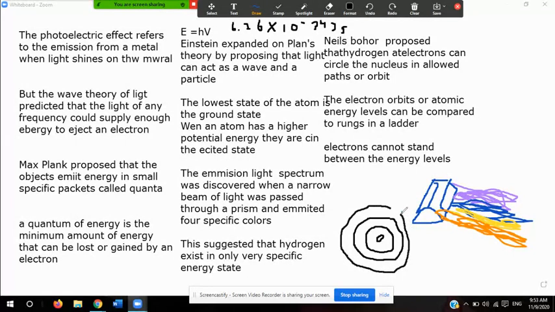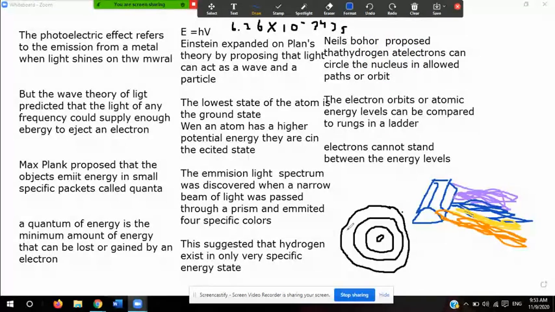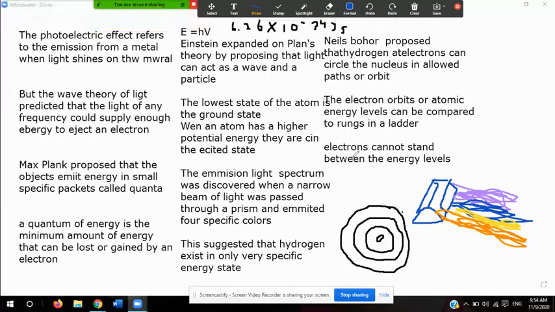darts at a dartboard. He proposed that the electrons orbited in specific energy levels. So, for example, again, comparing it to the rungs of a ladder, like I did earlier, he proposed that the electrons were here, and this was in their lowest state, and that energy was applied to them, and they went up the energy levels as energy was applied.